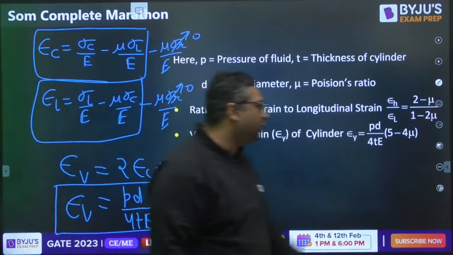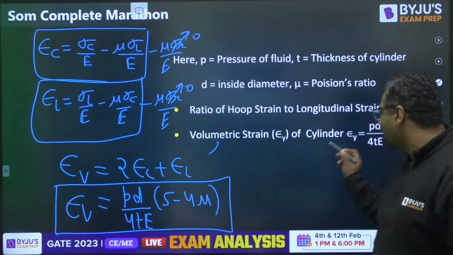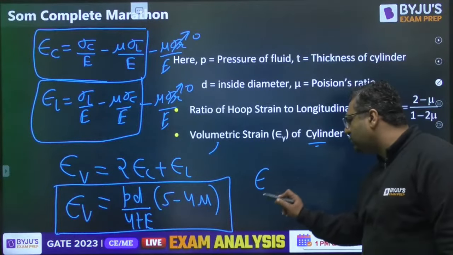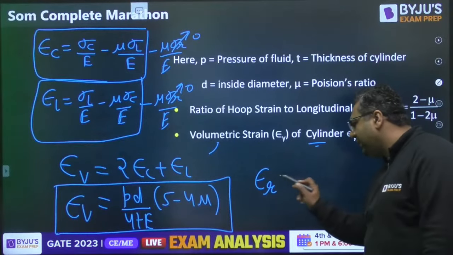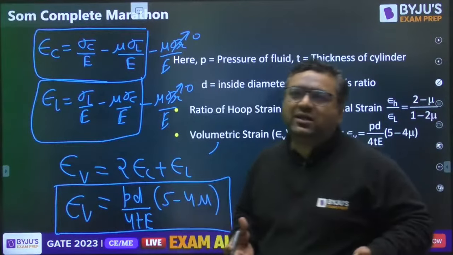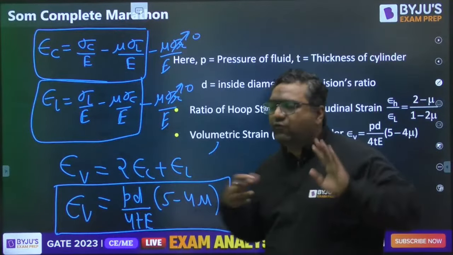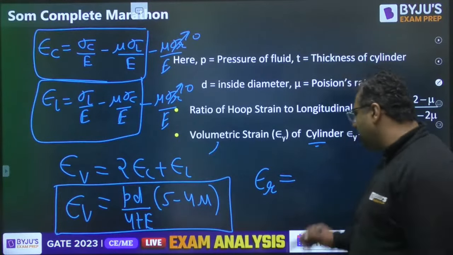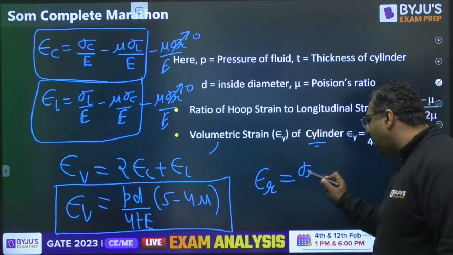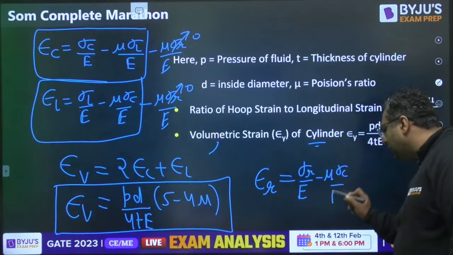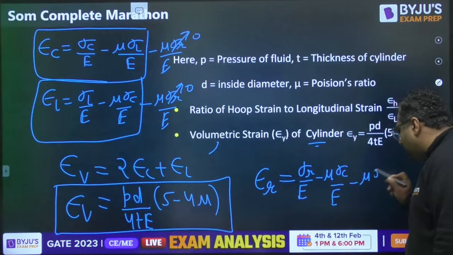I would like to add one more thing. If they ask the strain in the third dimension, the radial strain, that will not be zero, because in a plane stress condition only the stress is zero. For strain we cannot take any such guarantee. So for epsilon r, you will write sigma r by E minus mu times sigma c by E minus mu times sigma L by E.